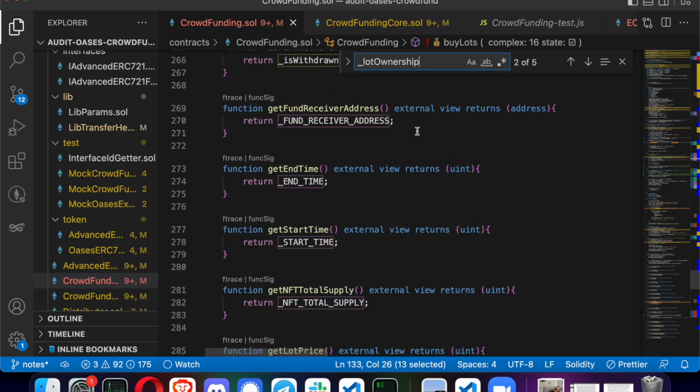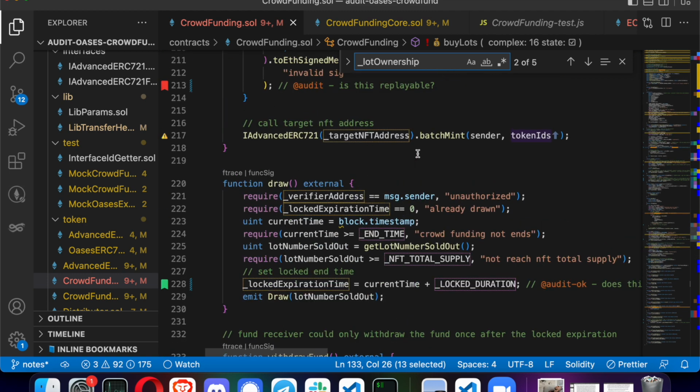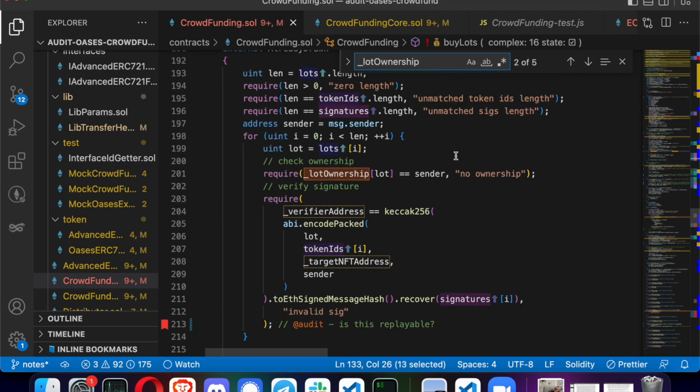The problem is that they use this lot ownership variable to mint the NFT, and so this means that you could theoretically claim a bunch of the lots, do a refund, and then submit a bunch of signatures to say that you still own those NFTs and have those NFTs actually minted to you.